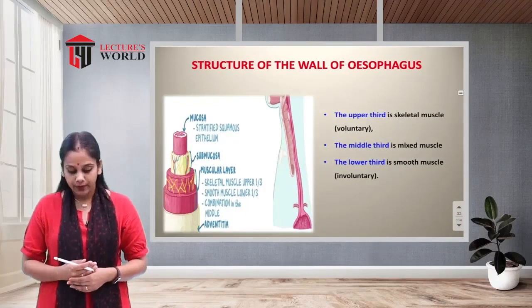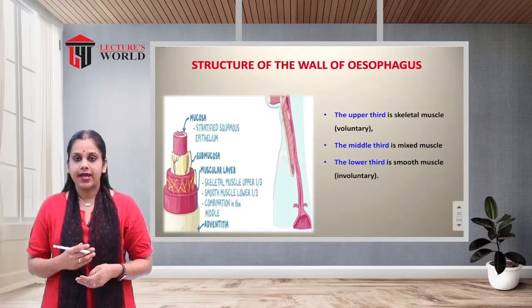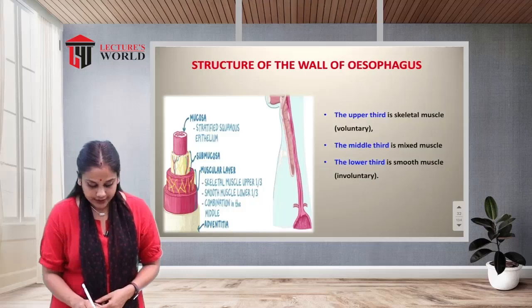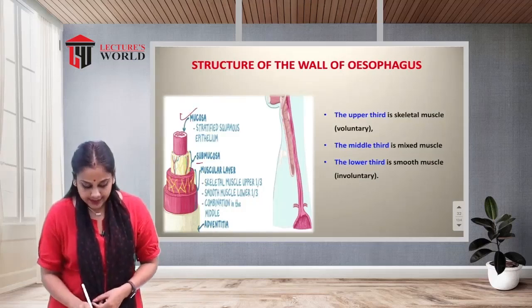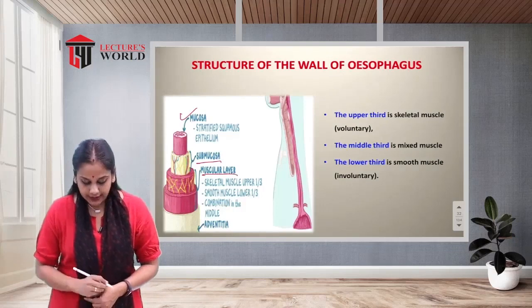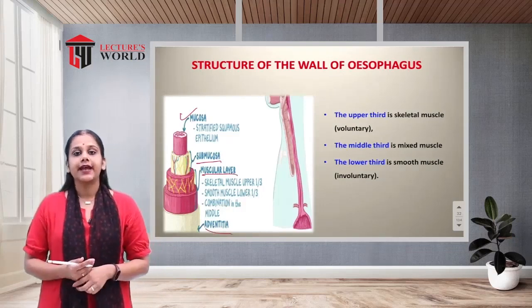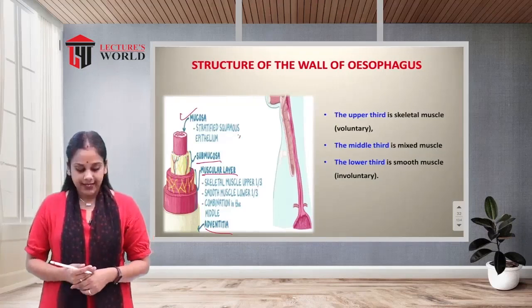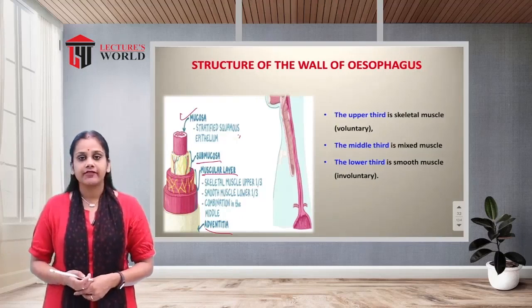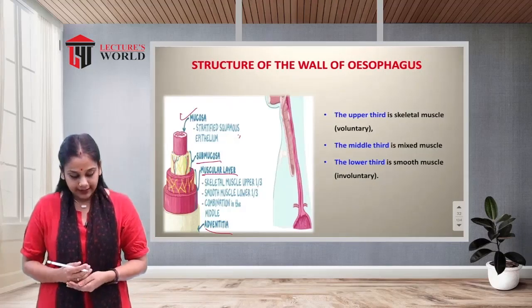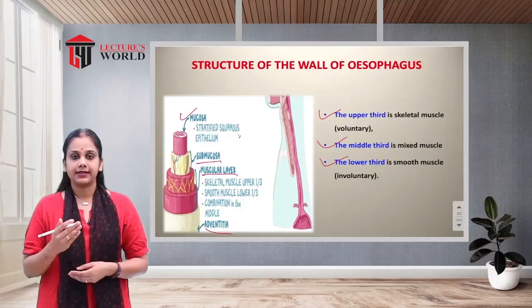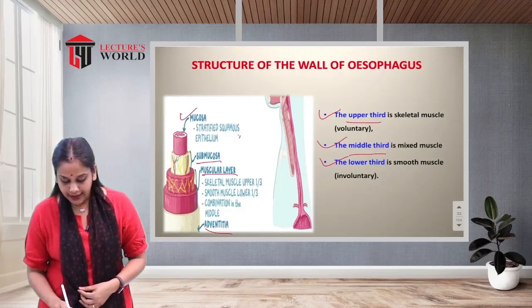Now we will see the structure of the wall of the esophagus. As we know, there are 4 layers in the GI system. First is the mucosa, the inner layer. Second is the submucosa. Third is the muscular layer, and the outer fourth layer is the adventitia or serosa. The mucosa is made up of stratified squamous epithelium cells. The submucosa contains blood vessels and nerve endings. The muscle layer has 3 parts: upper third, middle third and lower third.